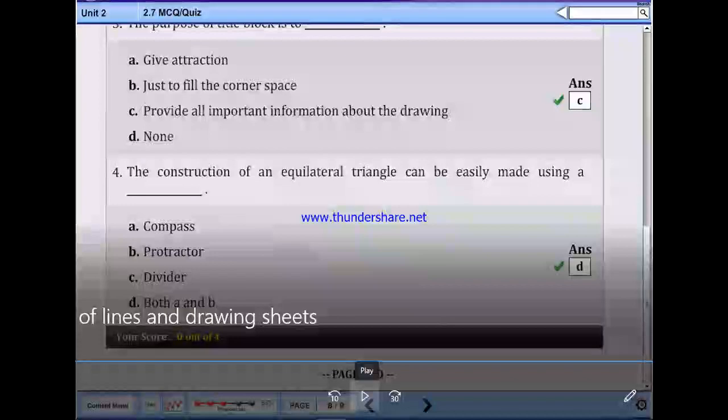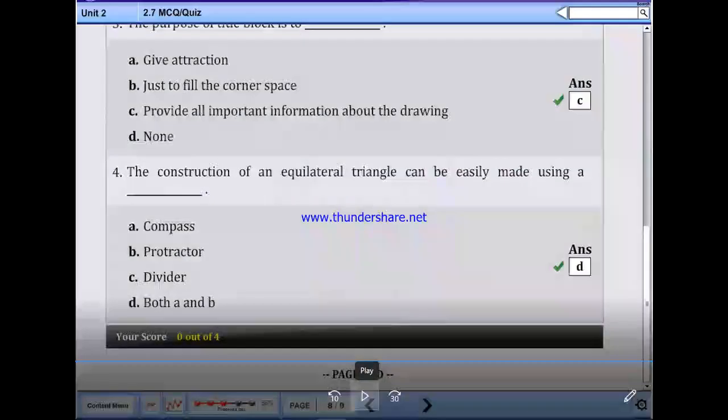Fourth one, the construction of an equilateral triangle can be easily made using both A and B, that is compass and protractor.